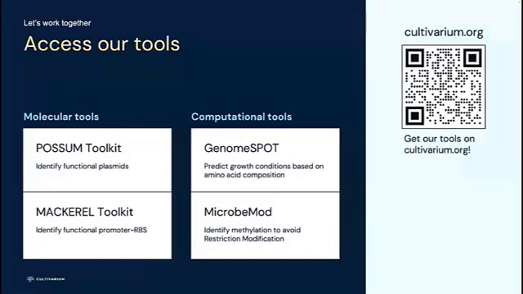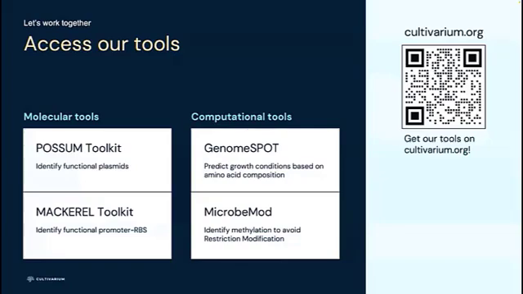Cultivarium has also made many tools and pipelines in-house, and 4 of these tools are available for you to use immediately in your lab. 2 molecular tools for identification of genetic parts: the POSUM toolkit for the identification of origins of replication and antibiotic markers. And this is the toolkit that we use to screen for DNA parts that is available in our portal. And the second one is Macro to identify ribosome binding sites and promoters. And these 2 kits are distributed through Addgene and can be found in the link on this slide.